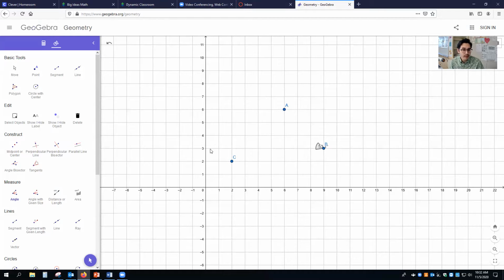Let me try that again. Okay, so it was 6, 6, 9, 3, and 2, 2. All right. And then let's go ahead and create the sides. So I'm just using the segment tool to form the sides here.